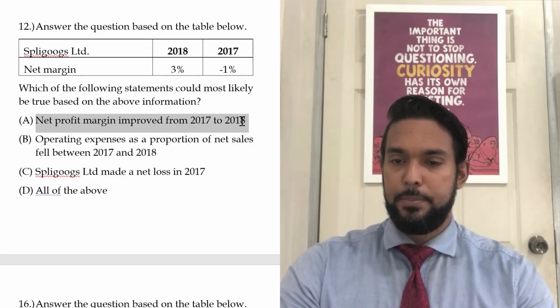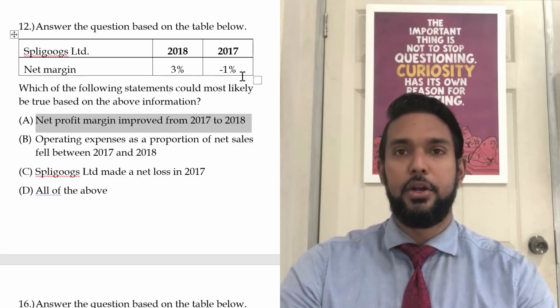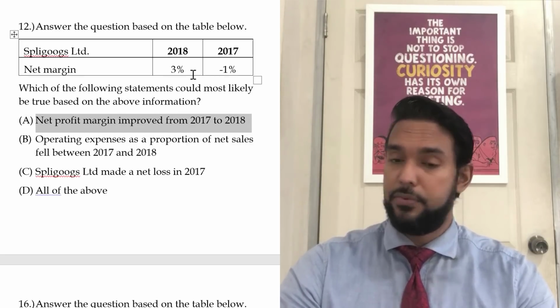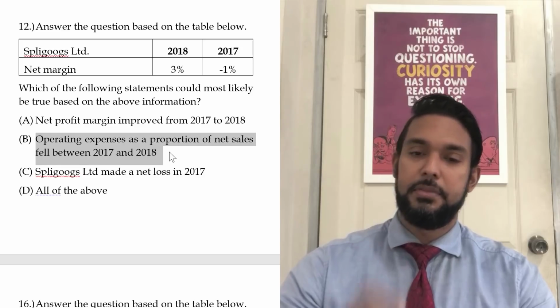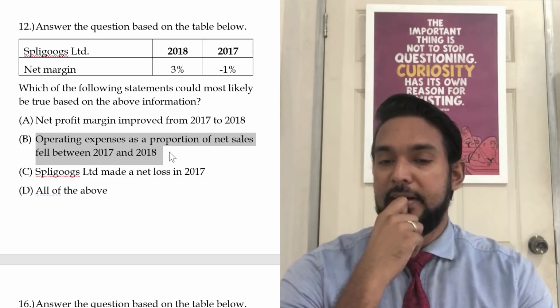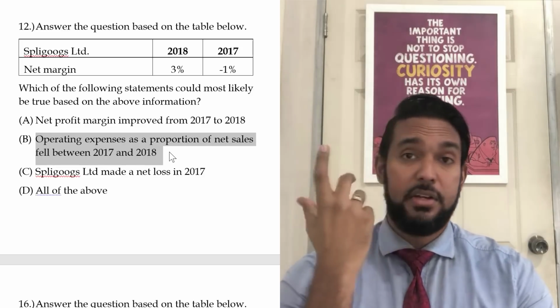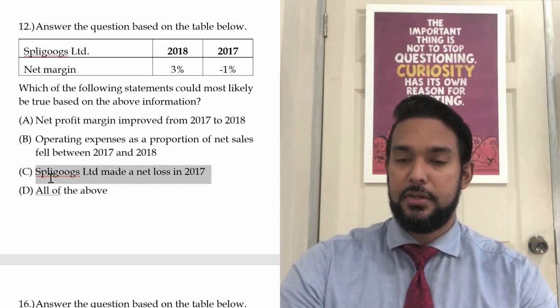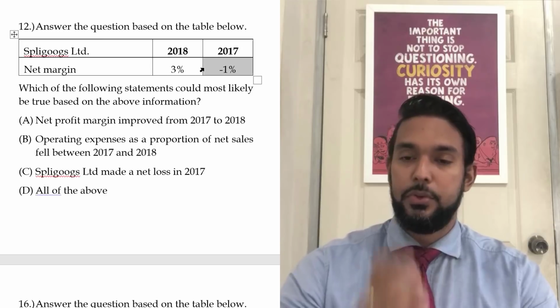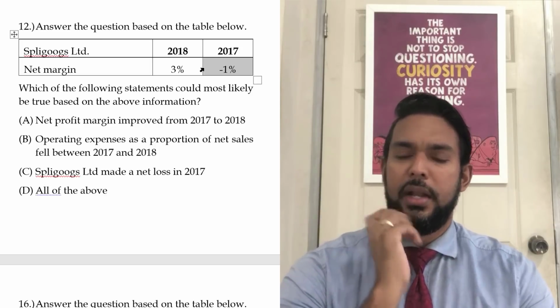Ooh, okay, interesting. So which of the following statements can most likely be true? Net profit margin improved. Yes, I could agree with that, from -1 to +3, yes. OPEX expenses as a proportion of net sales fell between 2017 and 2018. It could have, but we don't know for sure. And Spligoogs had a net loss in 2017, yeah, we know that for sure. And then all of the above.